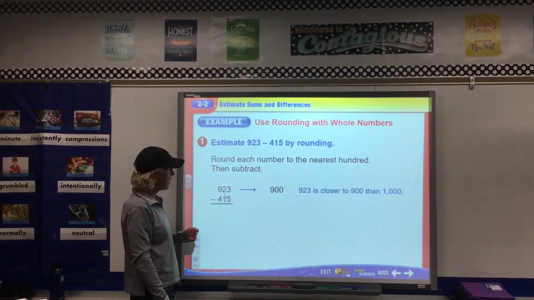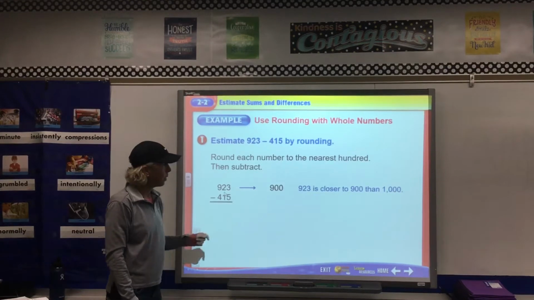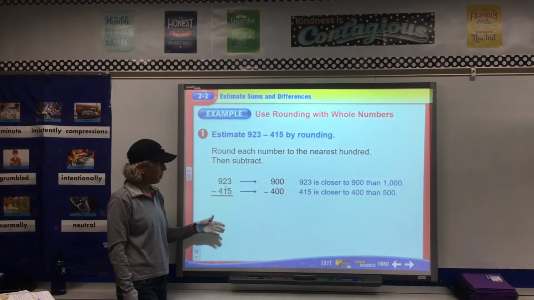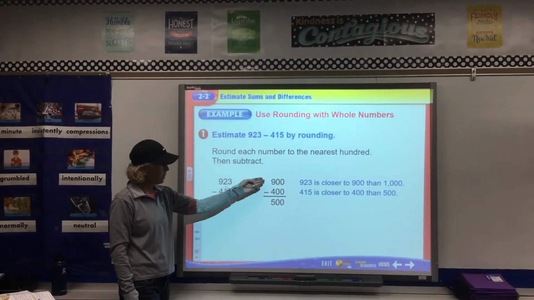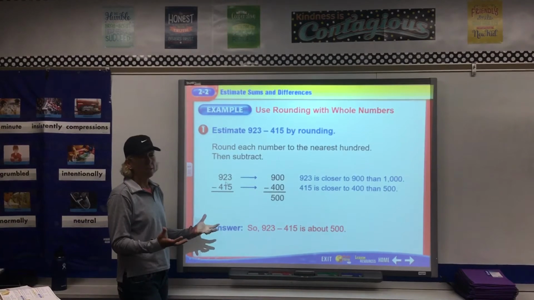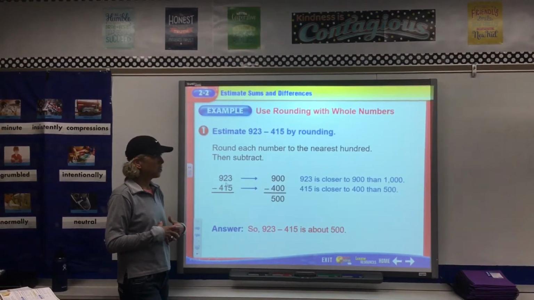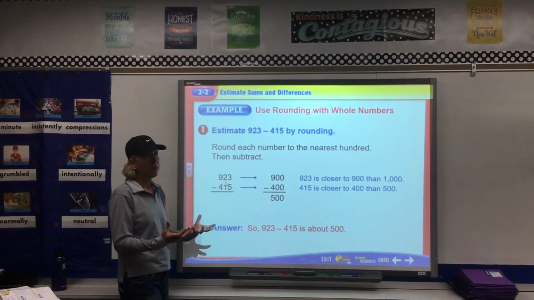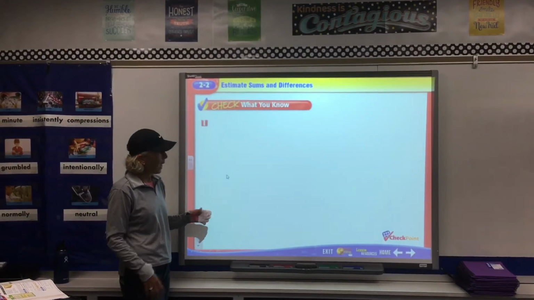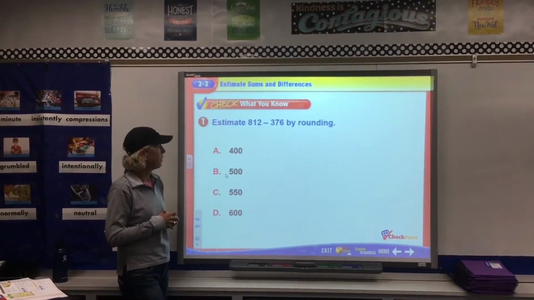So we rounded 923 to 900. 415, we rounded that to 400. And then it becomes a simple subtraction problem. 900 minus 400 is 500. So we use rounding to check, to make sure that the answers, when we actually calculate the problem, are reasonable. So our actual answer would be very close to 500.